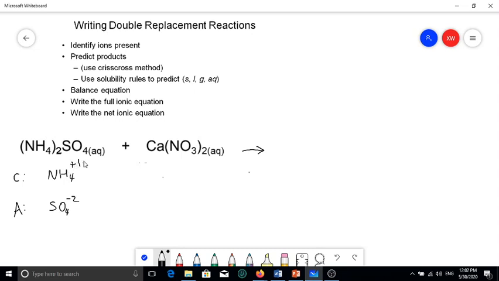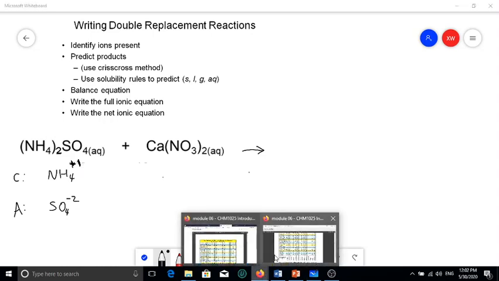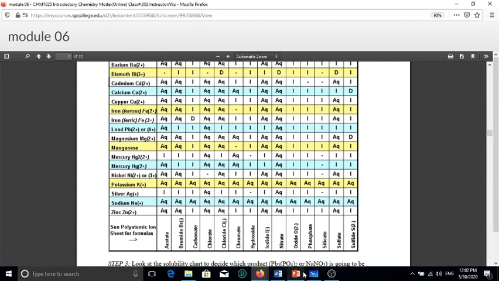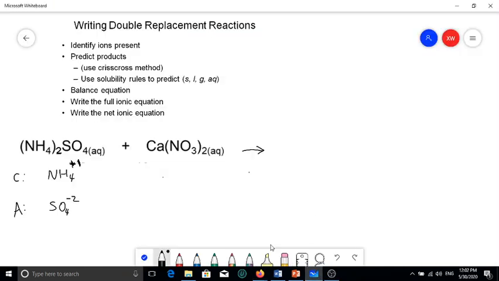If you don't remember these polyatomic ions, especially the charges, feel free to go back to Survival Guide, Module 5, page 4 to look for the list of polyatomic ions.